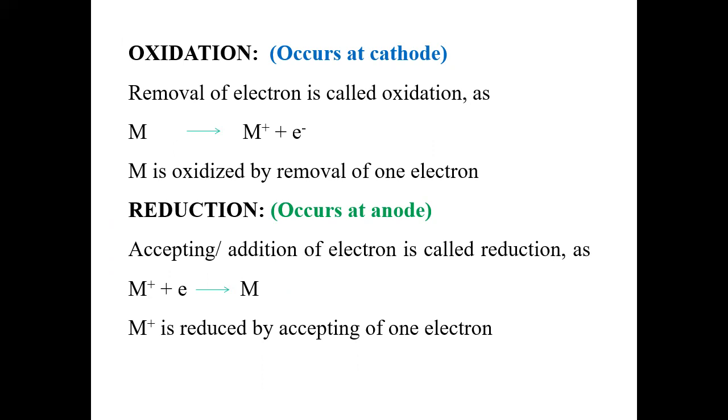What is reduction? Reduction always occurs at the cathode. Accepting or addition of electron is called reduction, as M+ ion is reduced by accepting one electron. You can see the equation here: M+ ion is reduced by accepting one electron, and it will be converted into the form of metal.